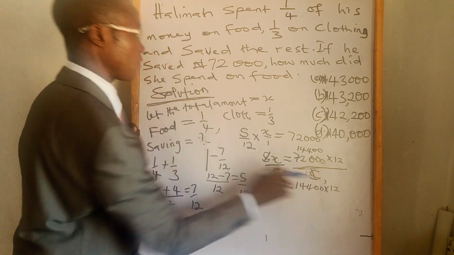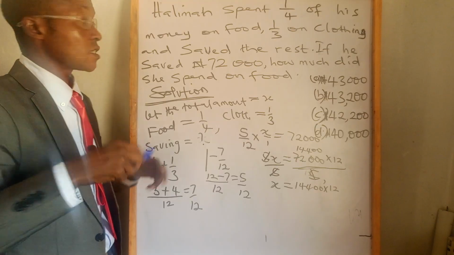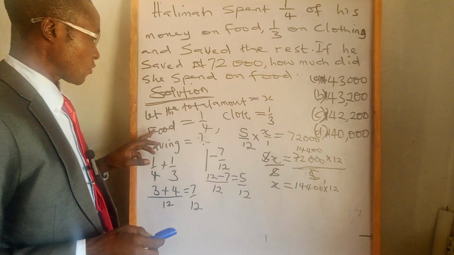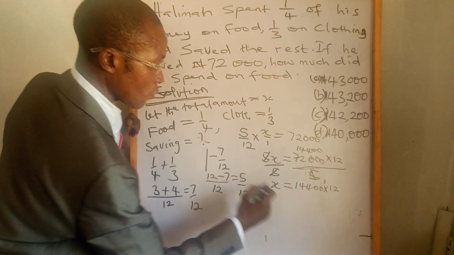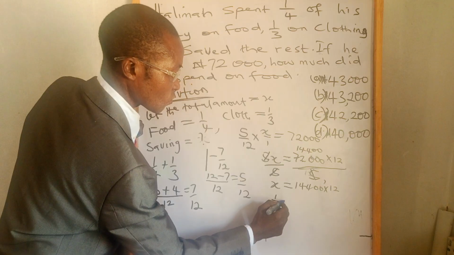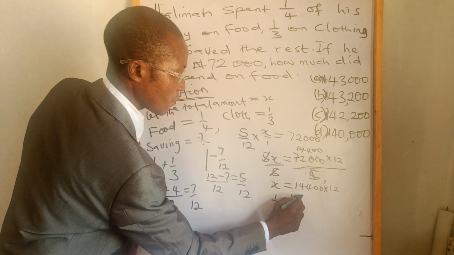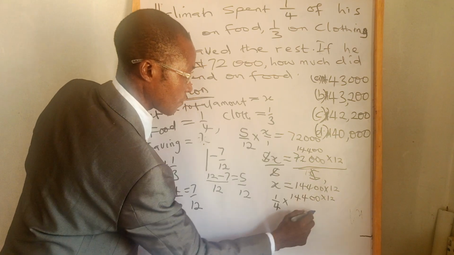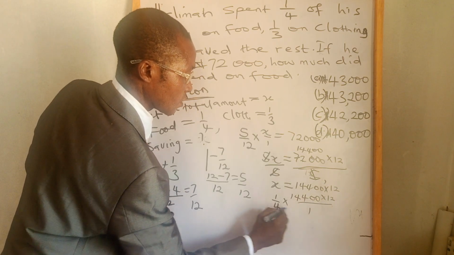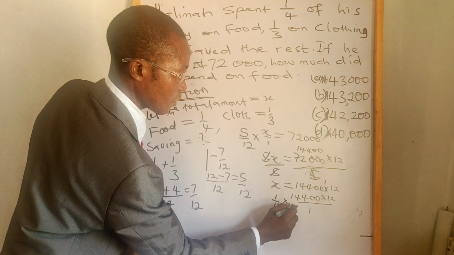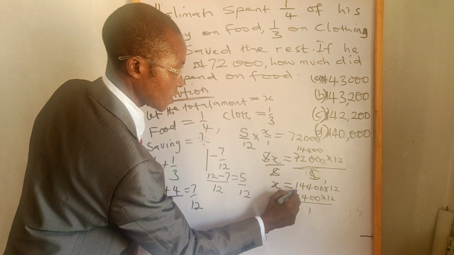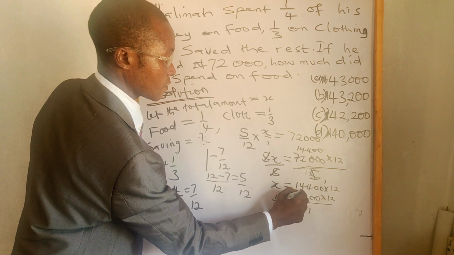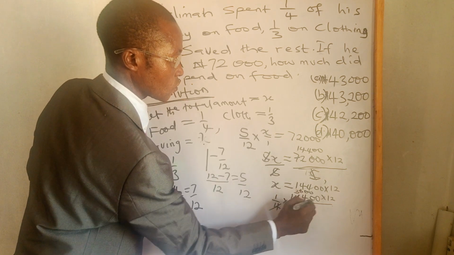But remember, you are not there yet. That's the value of x. But we are told to look for the actual amount she spent on food. What was the fraction for food? 1/4. Therefore, 1/4 multiplied by 14,400 multiplied by 12 over 1. So, 4 in 14,400, that is 3,600, multiplied by 12.